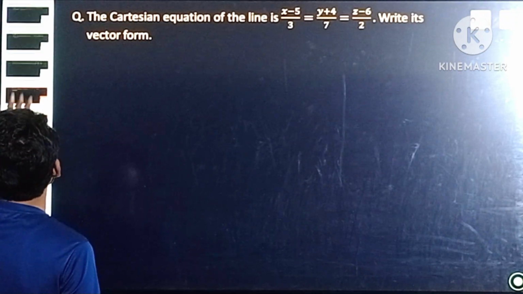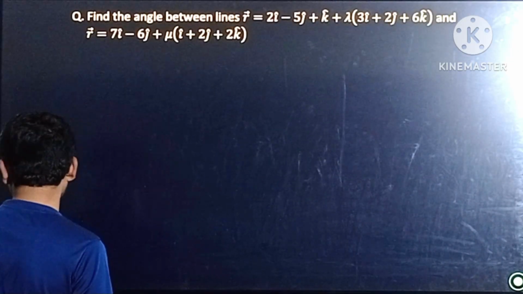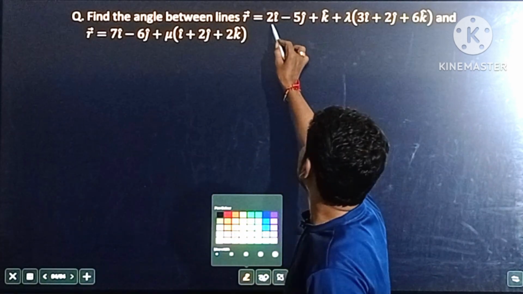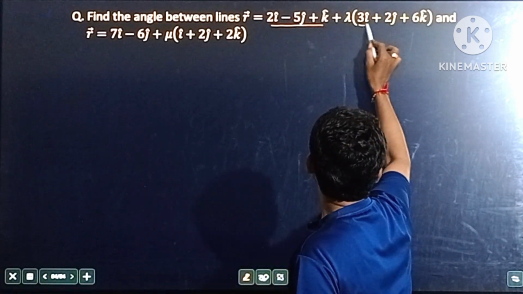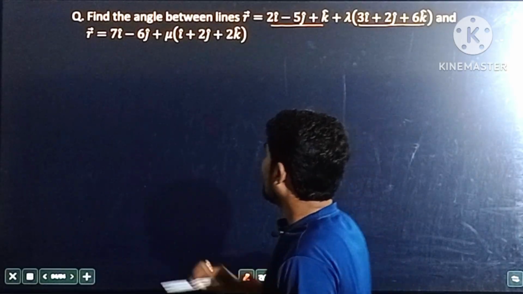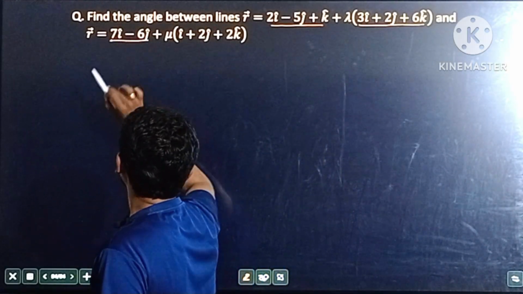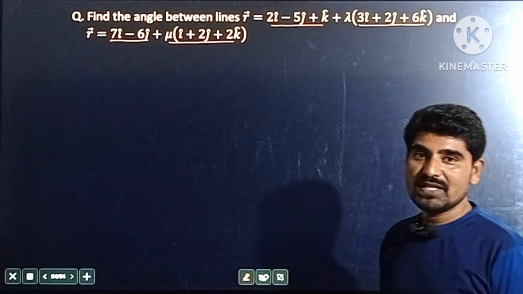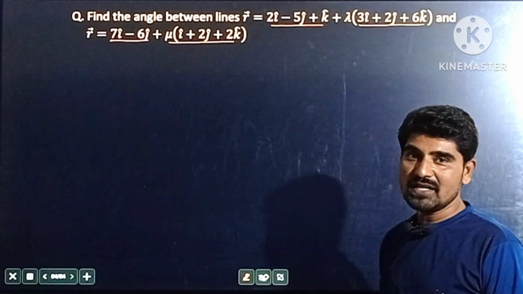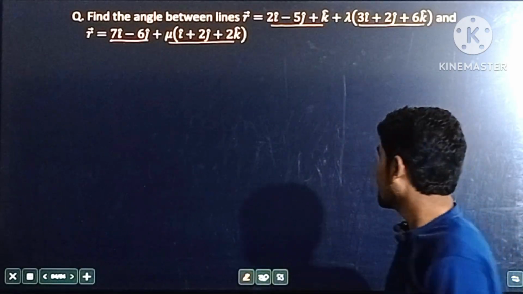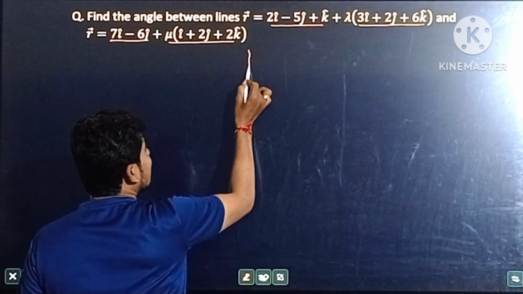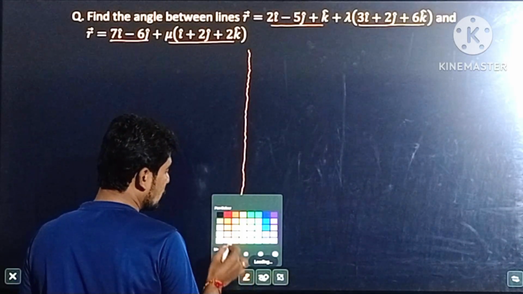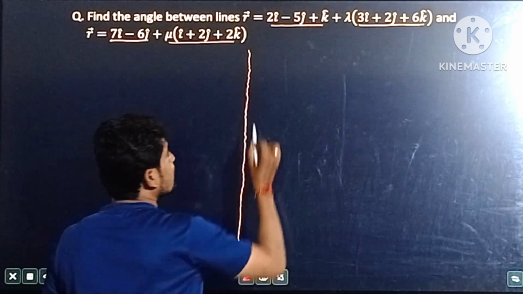And the next question is: find the angle between the lines r vector equals 2i minus 5j plus k plus lambda times (3i plus 2j plus 6k) and r vector equals 7i minus 6j plus mu times (i plus 2j plus 2k). In this question, he has given two vector equations of lines and we need to find the angle between them. The formula for the angle between two lines is given when their vector equations are given.